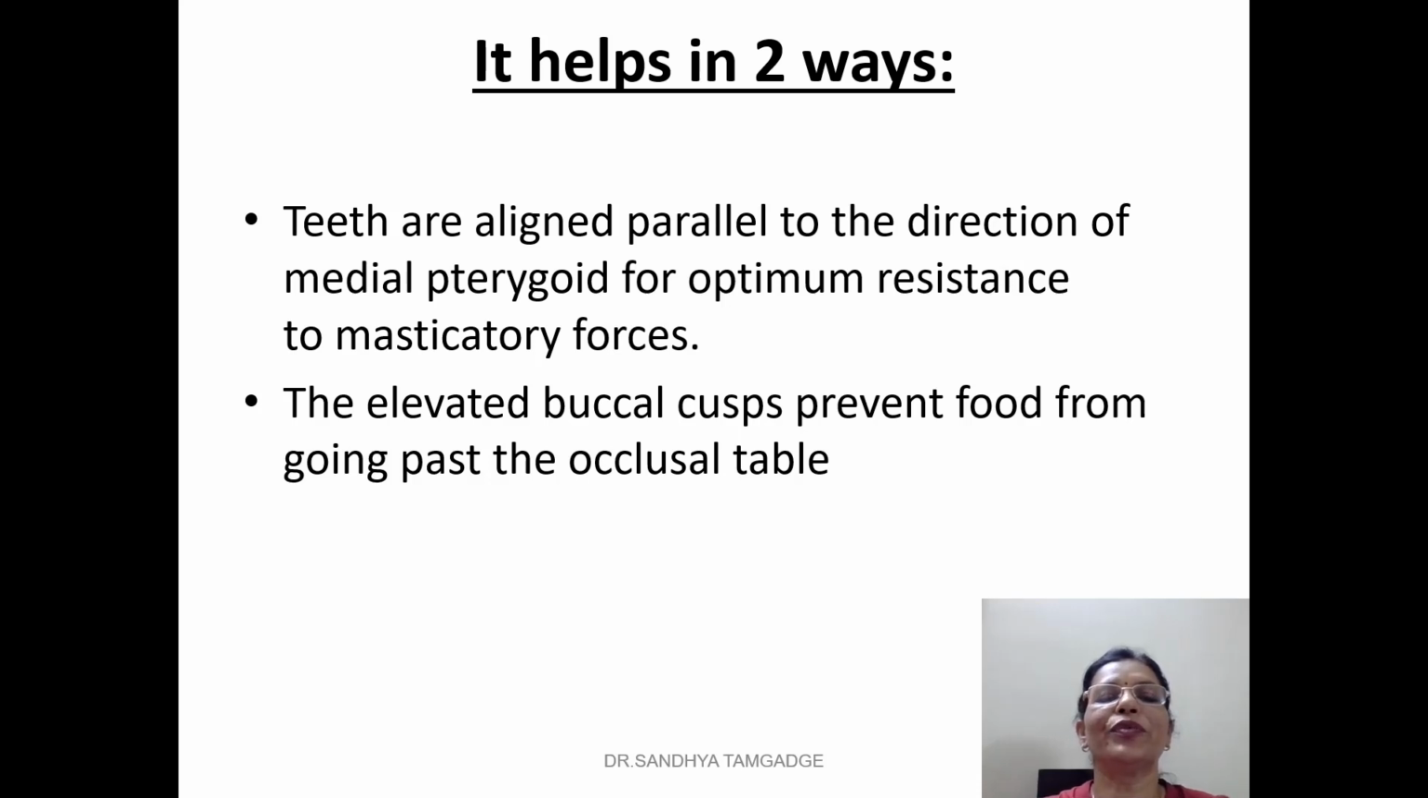It helps in two ways. Teeth are aligned parallel to the direction of medial pterygoid for optimum resistance to masticatory forces, and the elevated buccal cusps prevent the food from going past the occlusal table.